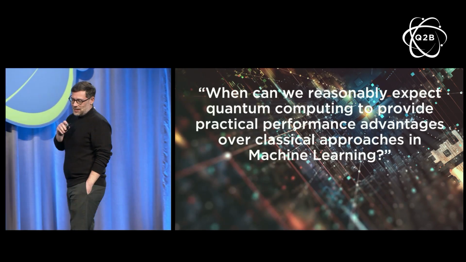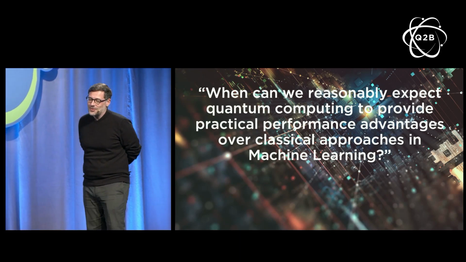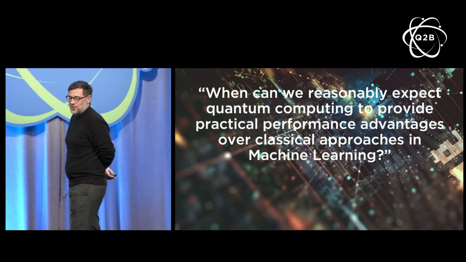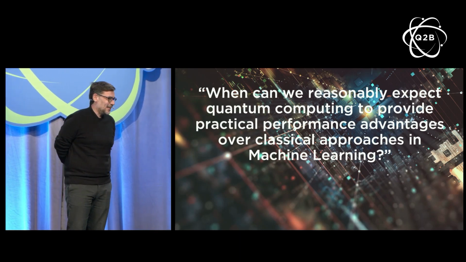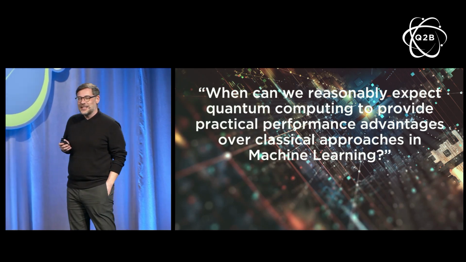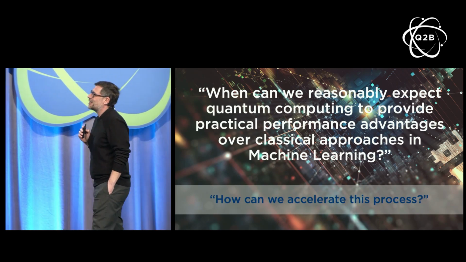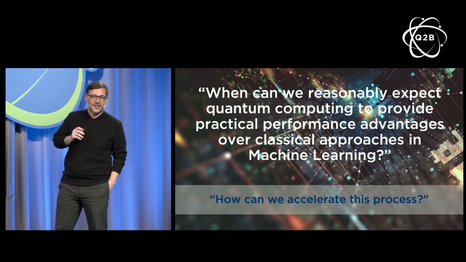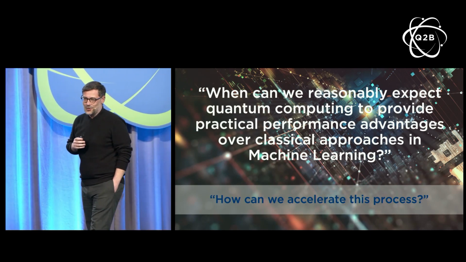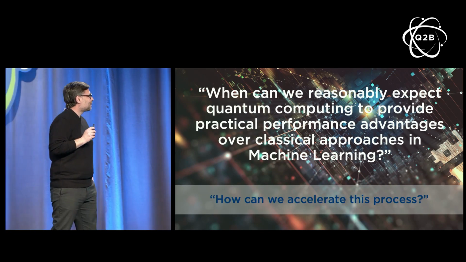So here is the main question that I want to answer. It's not clear that I will answer it, but at least I want to pose the question, which is, when can we reasonably expect quantum computing to provide practical performance advantages over classical approaches in machine learning? Okay? So this is a very speculative and difficult question to answer. So what I will do is try to rephrase the question and say, how can we actually accelerate this process? Okay, so how can we make it take less time than we think it should take? Okay, so this is what I will try to do in this talk.